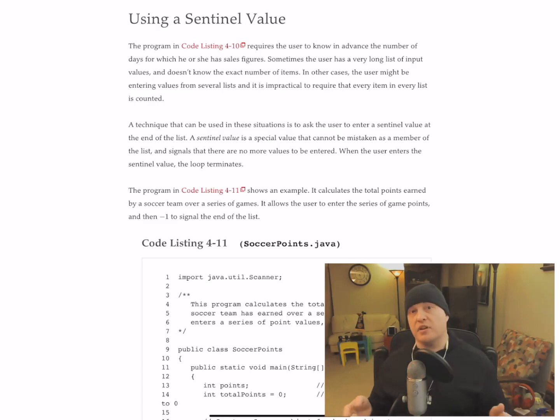But now what we have to start doing is, let's eliminate the possible values. Is it possible that a student gets 101%?